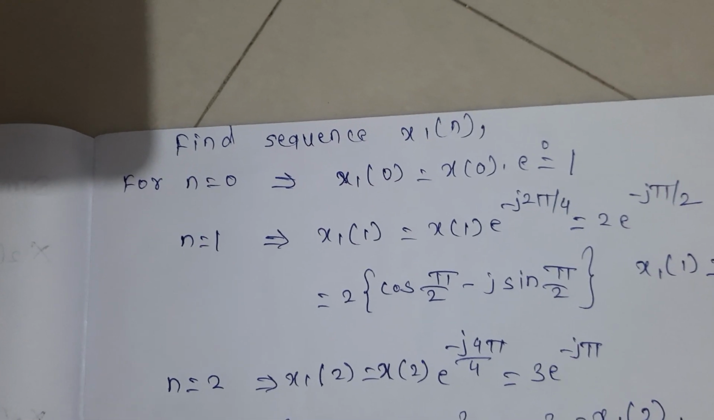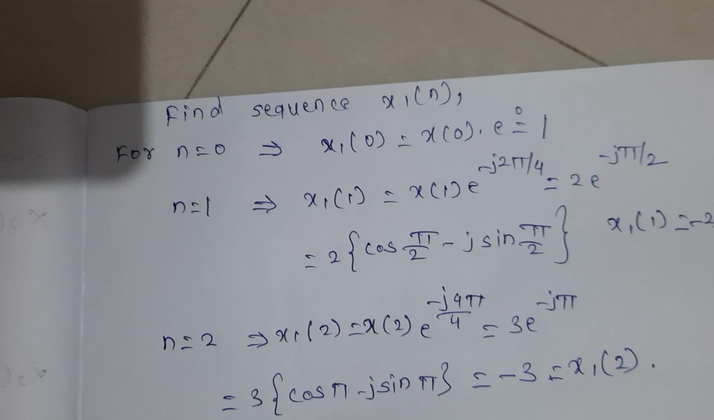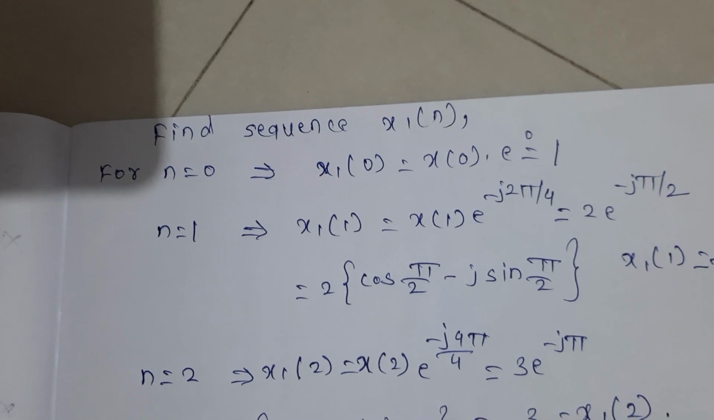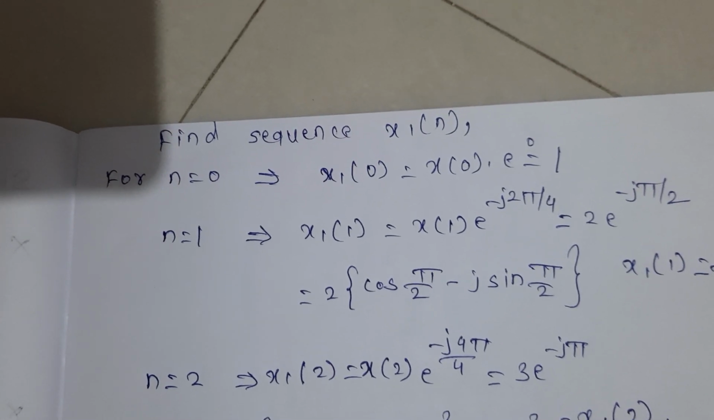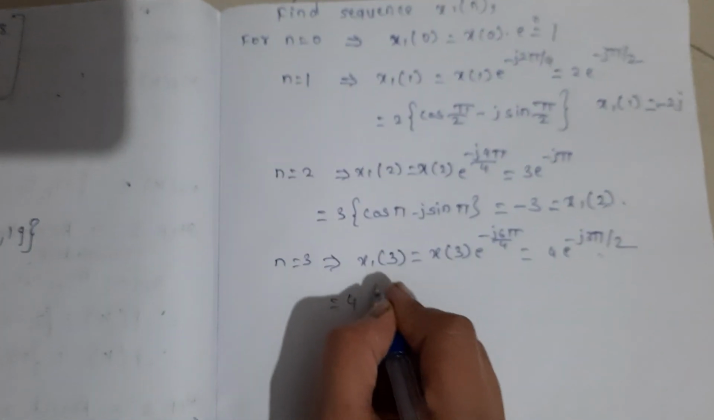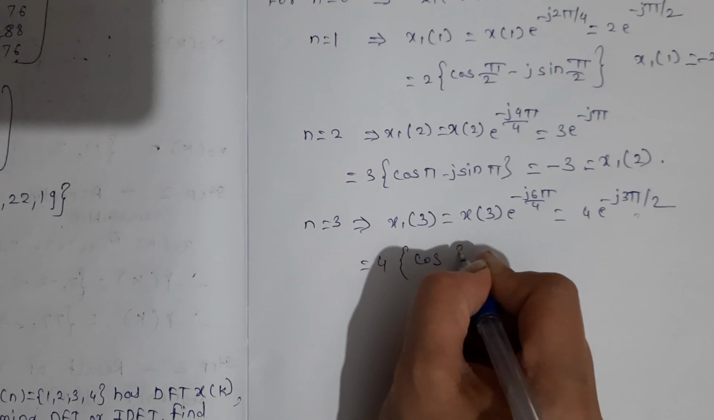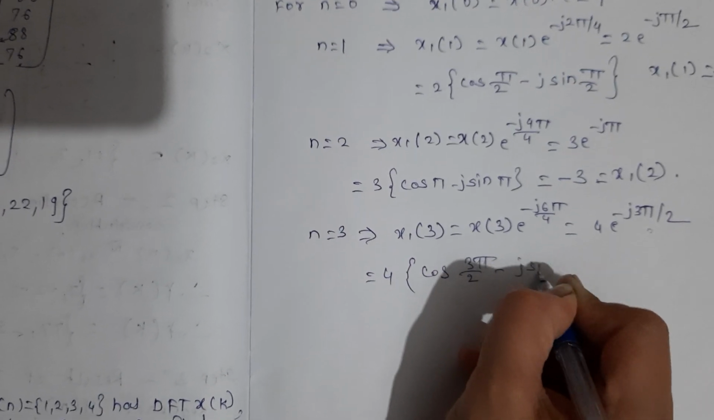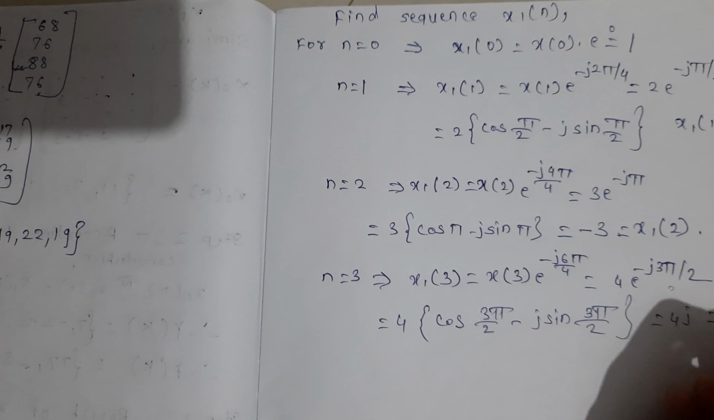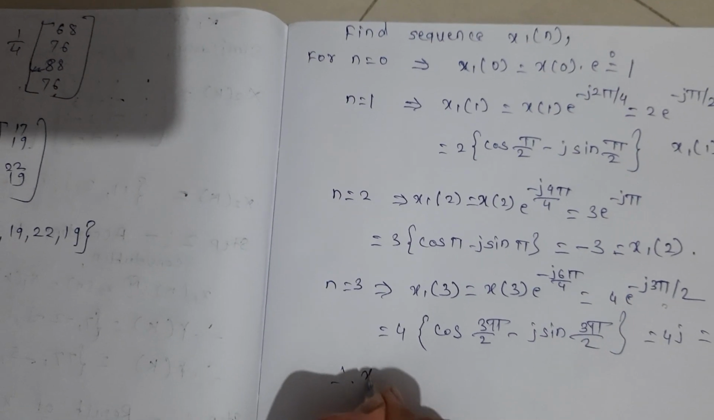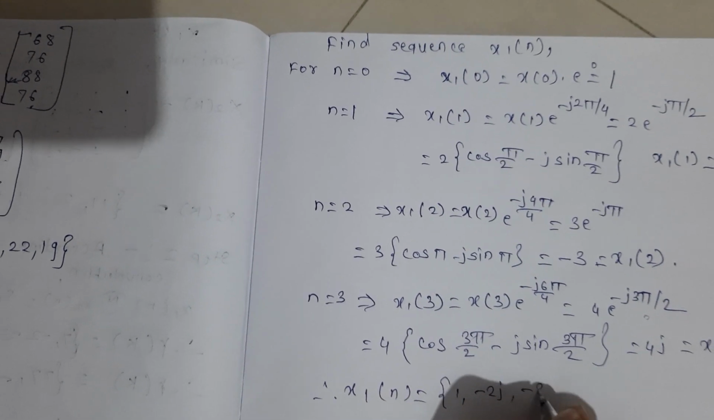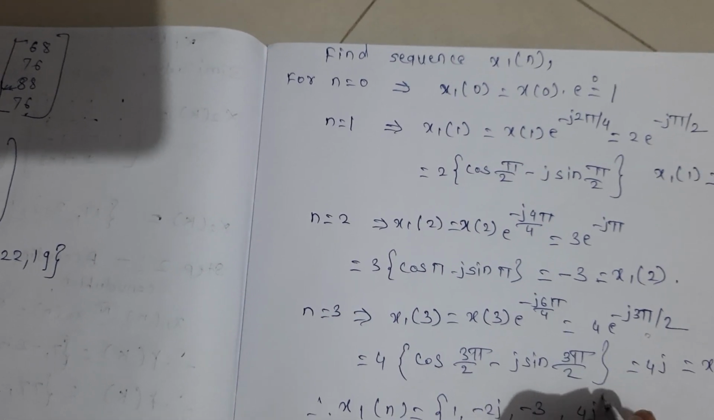Next is n is equal to 3, so x1(3) is x(3) e raised to minus j 6 pi by 4, so it is 4 e raised to minus j 3 pi by 2. So we can write it is 4 into cos of 3 pi by 2 minus j sin 3 pi by 2. So it is 4j, which is x1(3). We can write, so x1(n) is equal to 1, minus 2j, minus 3, 4j.